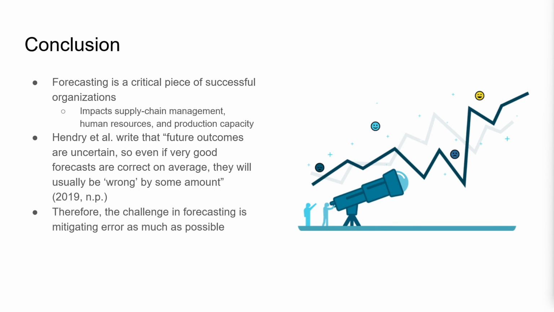Now, let's look at some final thoughts on forecasting after the simulated case study. Forecasting is a critical piece of successful organizations. However, we cannot expect forecasts to be 100% accurate. Hendry et al. write that future outcomes are uncertain, so even if very good forecasts are correct on average, they will usually be wrong by some amount. Therefore, the challenge in forecasting within the context of operations management is in mitigating as much error as possible. The focus on developing a reliable model is important, but it is equally vital to eliminate sources of uncertainty and error when developing accurate forecasts.